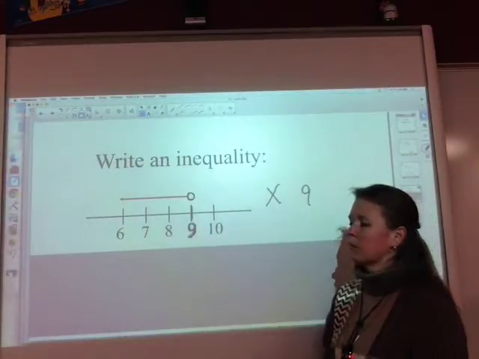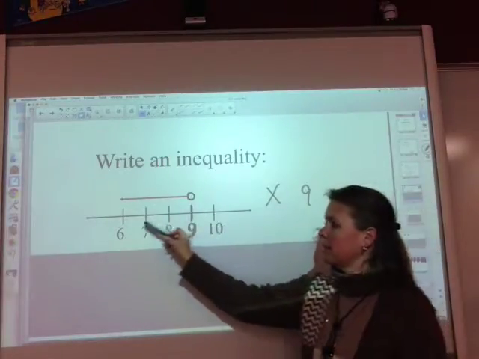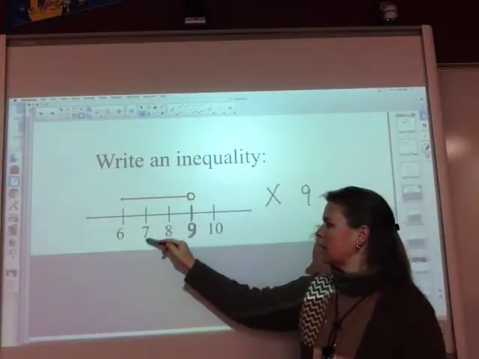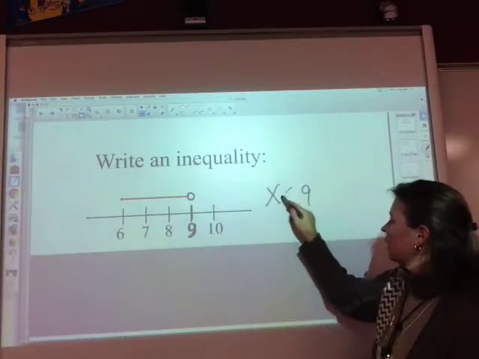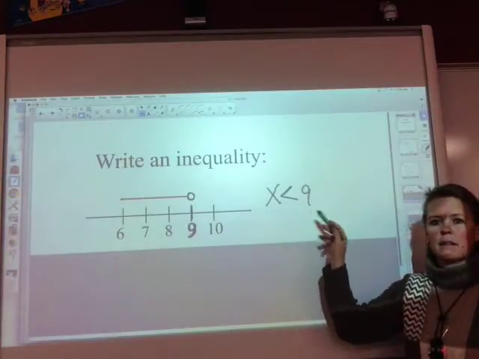Write those down first. Now we need to decide, are the numbers getting less or are the numbers getting bigger? Let's check. 9, 8, 7, 6. They are getting less than. All of the numbers x are less than 9.